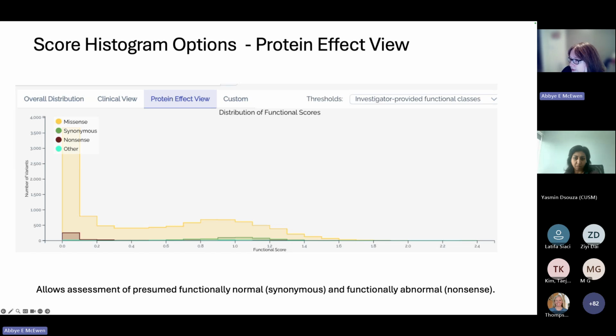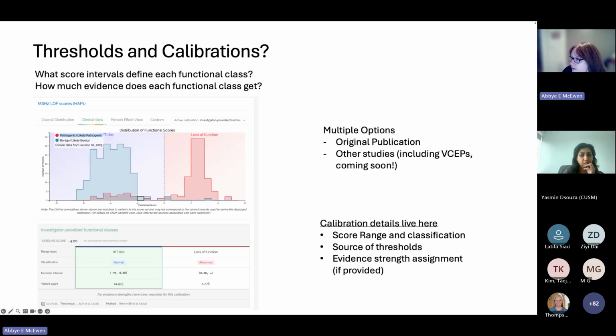You can see in this example assay that the putative normal variants here are in green, and the putative abnormal variants here, which are nonsense, are in maroon, and that there's a fairly good separation between these two. So that can help the curator get an intuitive sense of what the performance for the MAVE is.